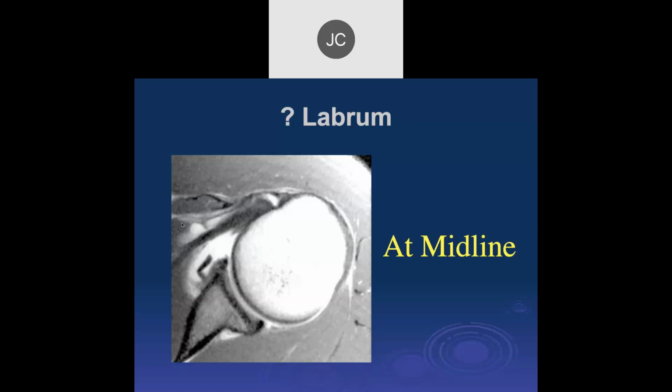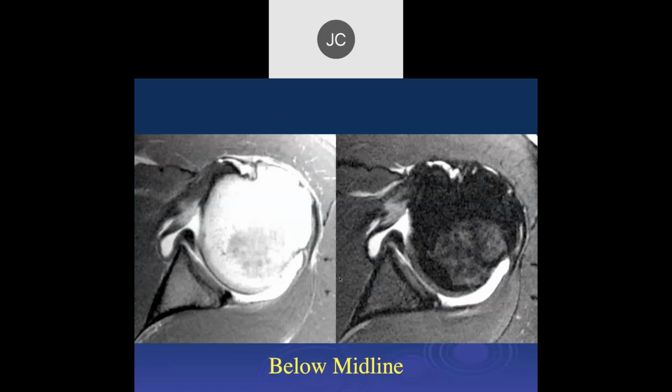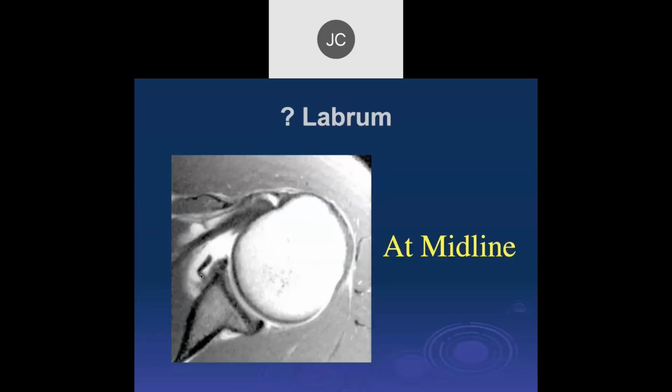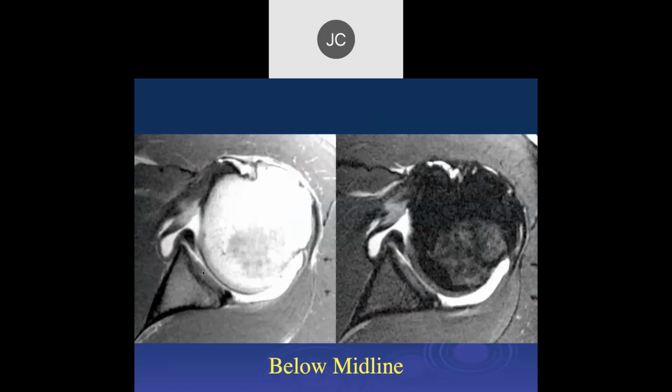So we're concerned about the labrum. What do you think? I think that's the superior labrum. This is right about the midline. There's the labrum. We go below the midline, and this is what it looks like. This is partial volume of the origin of the middle glenohumeral ligament. We can see the middle glenohumeral ligament going down there. Here's the labrum just a little bit below the midline.